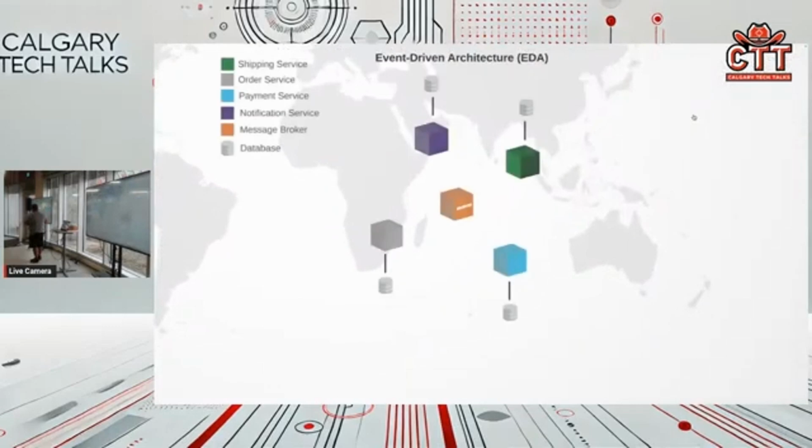And here is another example to talk about EDA. In this case, I have a shipping service, an order service, a payment service, a notification service, a message broker, and a database.